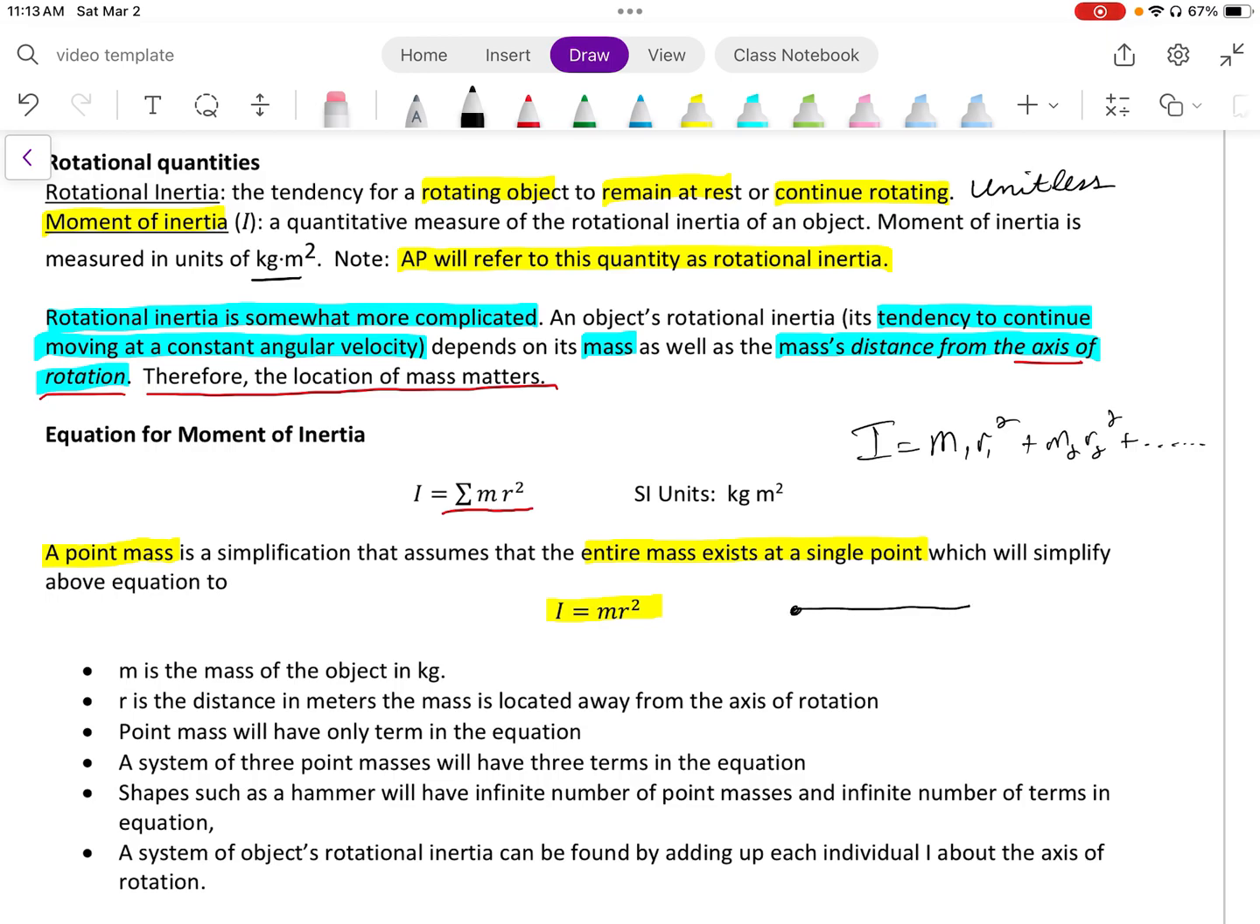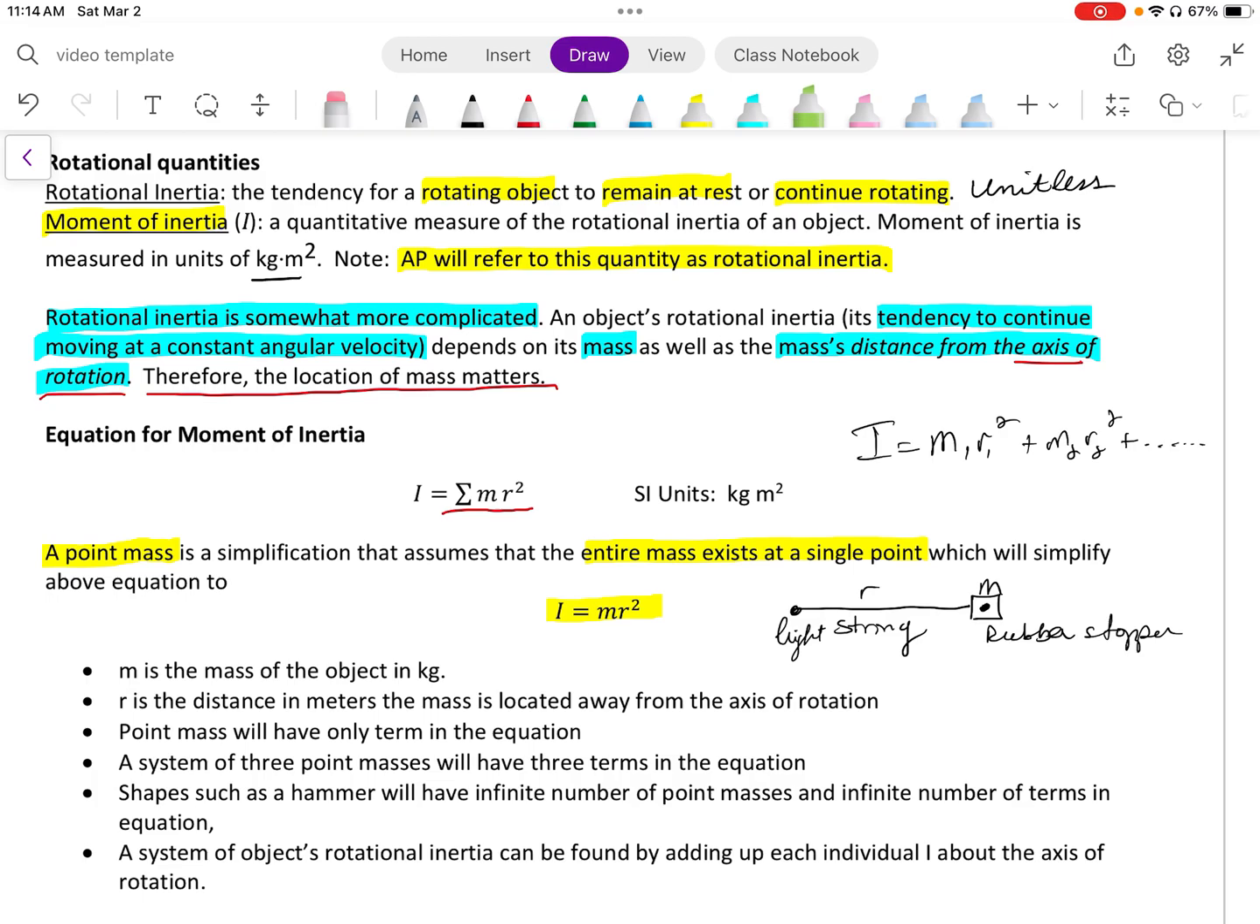So let's pretend that I'm holding a string. I'll call it a light string. And at the end of the string is a rubber stopper. And that has some distance away from that axis of rotation. And this has some mass. We're going to assume for a point mass that that rubber stopper's mass is located exactly at a single point. So we're not going to break it up into an infinite number of masses. We will just calculate the I, or the rotational inertia, of that rubber stopper using m r squared.